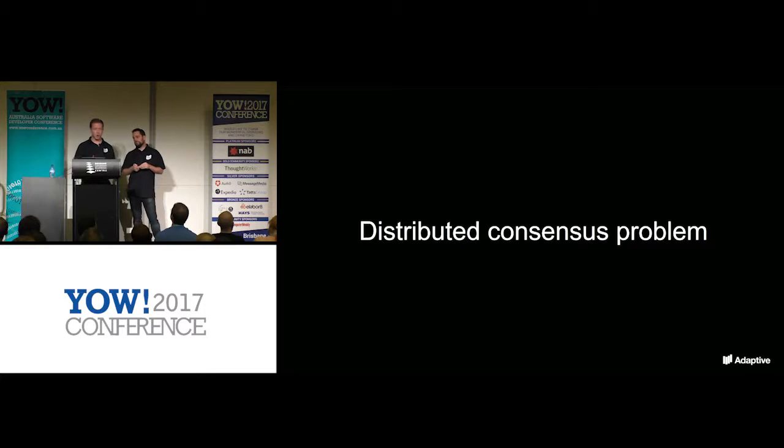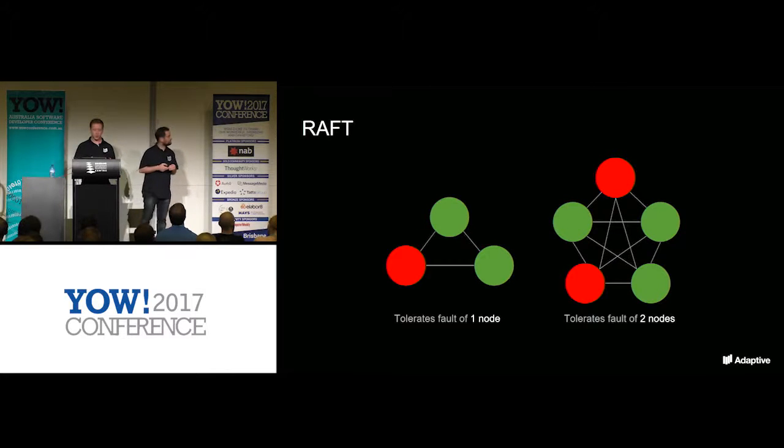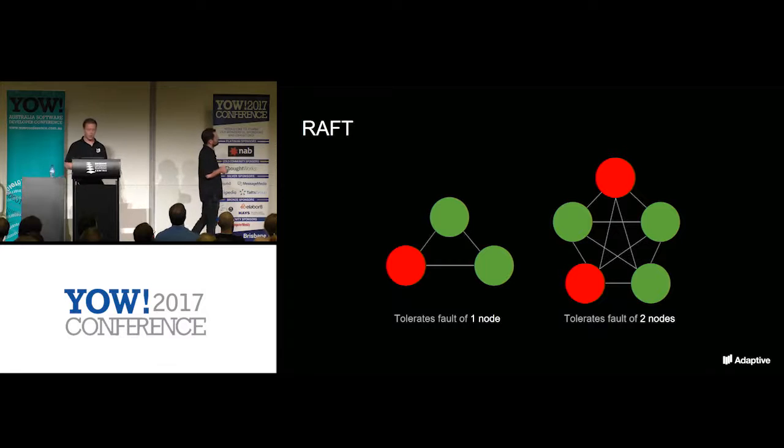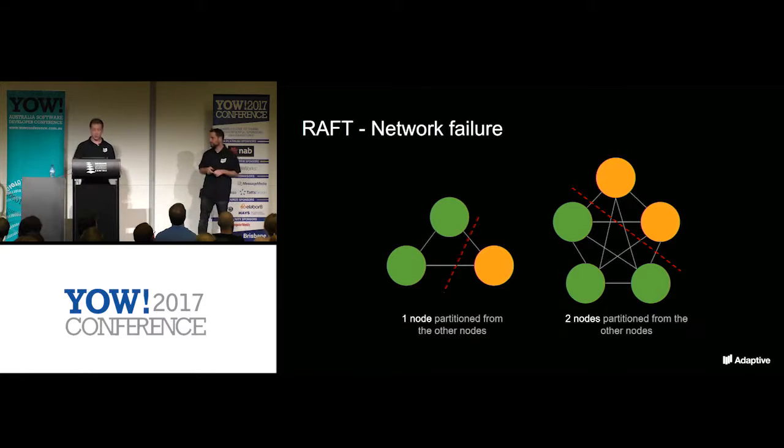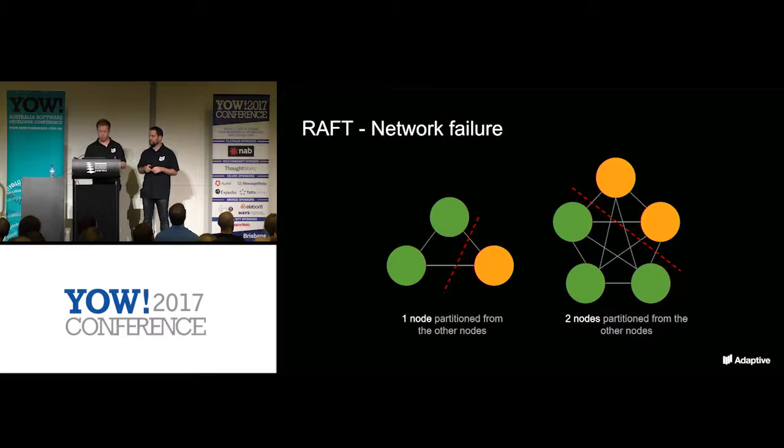Typically in Raft, we're dealing with 3 nodes, or it could be 5 nodes. In a 3-node cluster, we can tolerate the failure of 1 node. In a 5-node cluster, we can tolerate the failure of 2 nodes. With network partitions, it's the same. We've got 3 nodes, and you can tolerate the partition of 1. And if you've got 5 nodes, you can tolerate the partition of 2. Yeah, just worth pointing out, basically you always need to have a majority of nodes available.